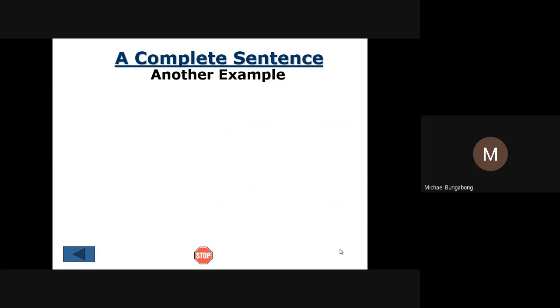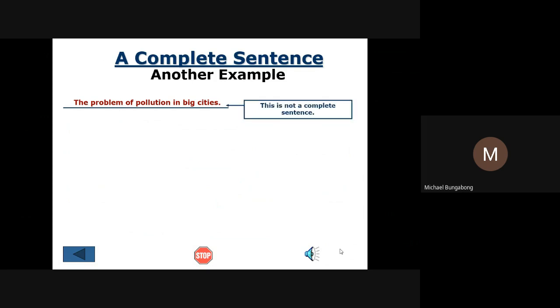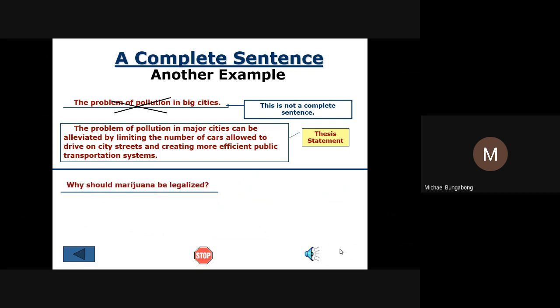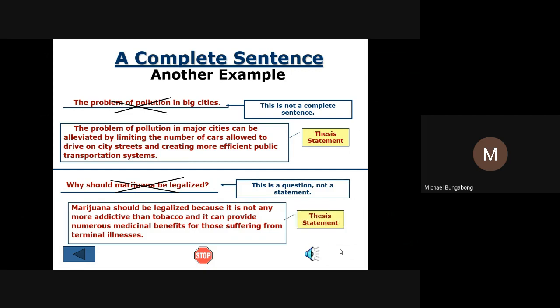Okay, so another example, class, just in case you are confused or you want more examples to be able to understand, then I'll give it to you. For example, this one: the problem of pollution in big cities. Okay, that's the main idea and states a fact, but this is not a complete sentence. So to make it a complete sentence, you could have done it this way: the problem of pollution in major cities can be alleviated by limiting the number of cars allowed to drive on city streets and creating a more efficient public transportation system. And the second question, we will be discussing that. But first, try to observe this one. The problem of pollution in big cities is not just giving you a complete thought, but the revised one is providing you a recommendation, a recommended solution, or maybe an opinion.